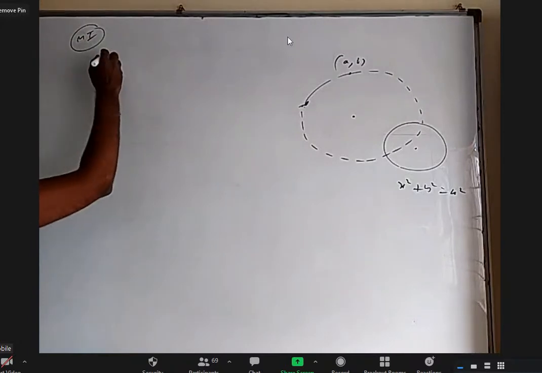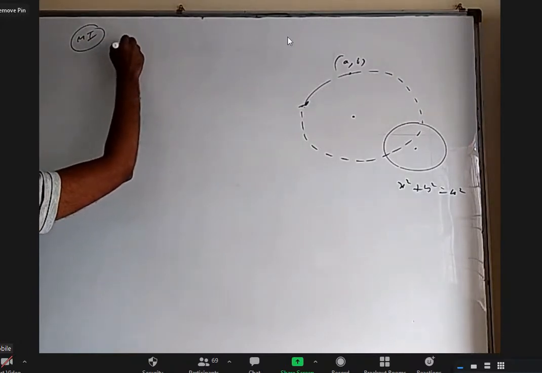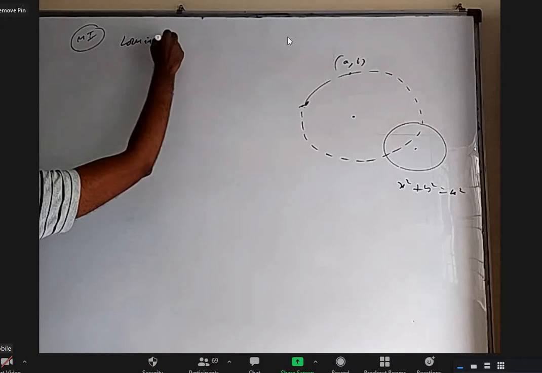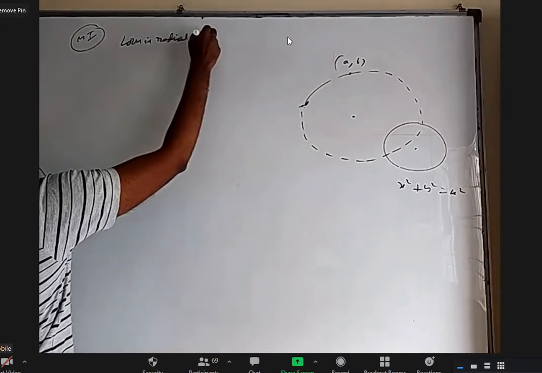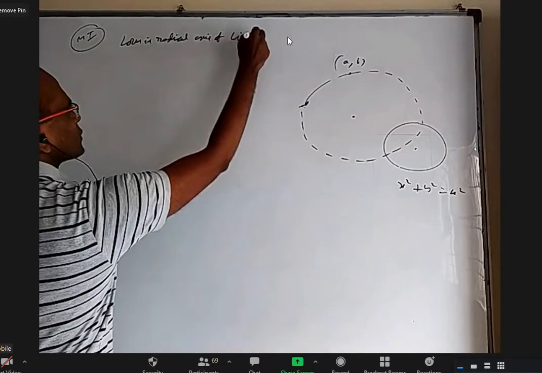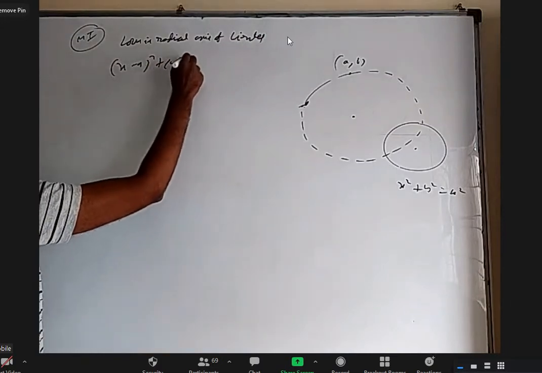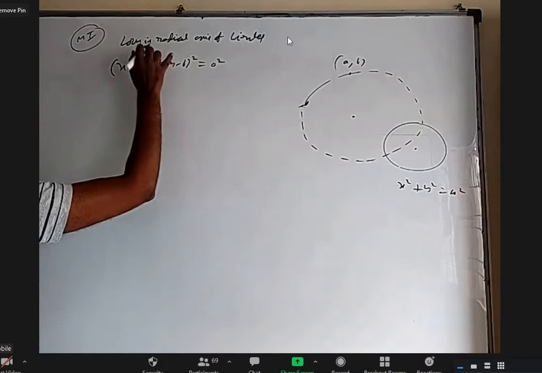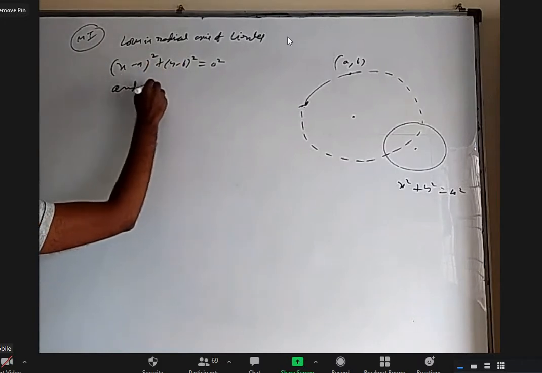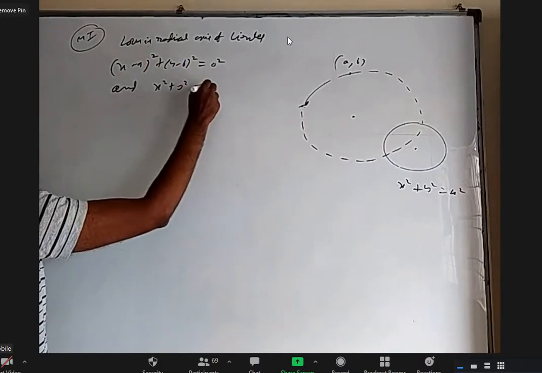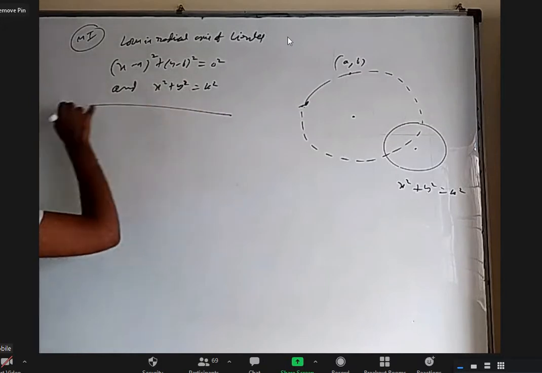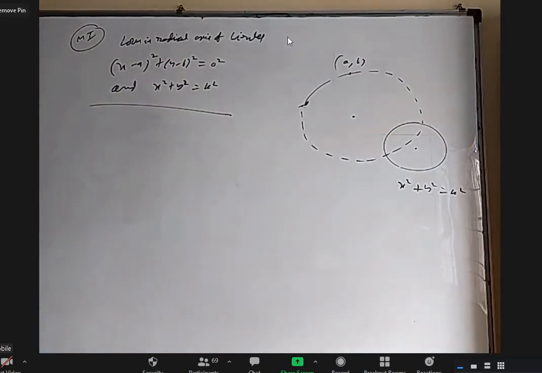Method 1: the locus is the radical axis of the circles (x − a)² + (y − b)² = 0² and x² + y² = k². When I subtract these, you'll get the radical axis.